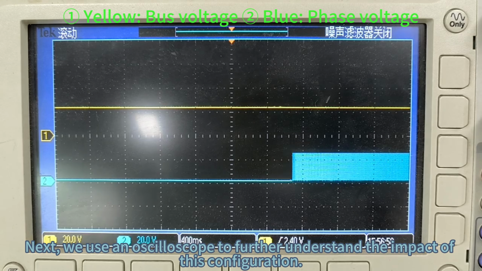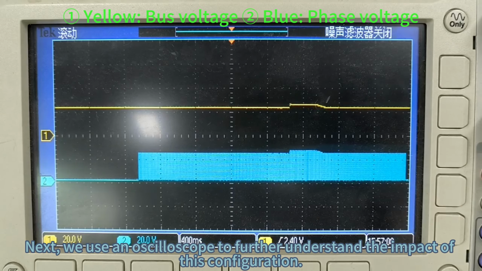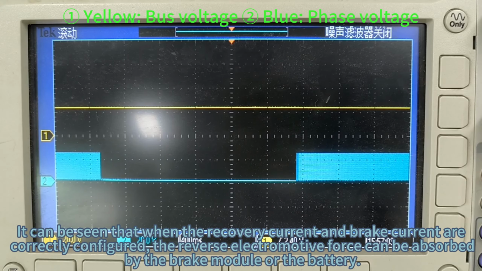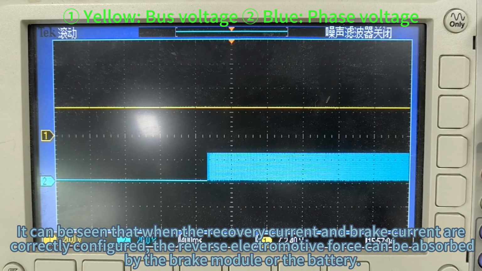Next, we use an oscilloscope to further understand the impact of this configuration. It can be seen that when the recovery current and brake current are correctly configured, the reverse electromotive force can be absorbed by the brake module or the battery. When the regenerative current is set too high, exceeding the brake module dissipation power, or battery charging current, the bus voltage and phase line voltage of the ESC will show abnormalities during braking.